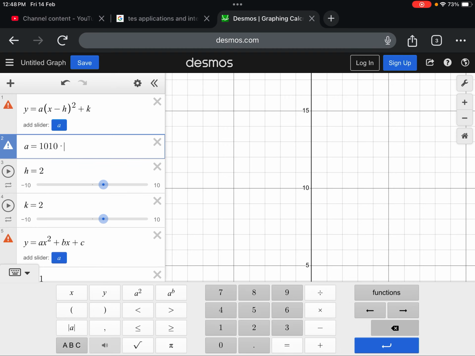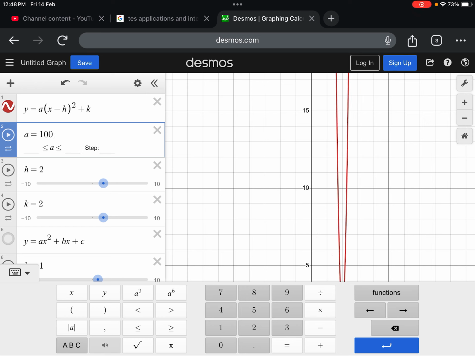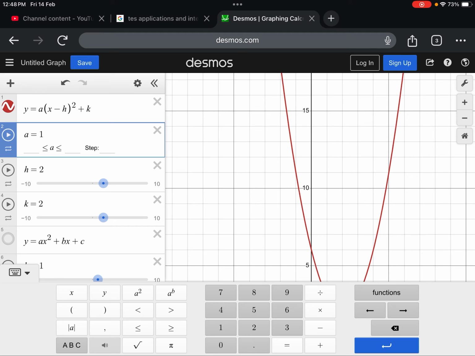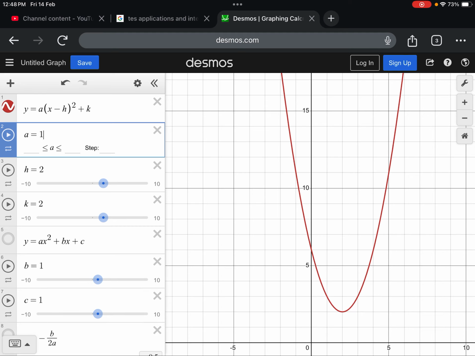Sorry, let me just change this again. If I change it to 100, I'm sure the graph is going to get even narrower in this case as compared to the original one. Okay, but you see the point, you see what this is really asking for. So you do know that A, H, and K do play their part in changing how the graph is being moved. And in this case, what I'm really more concerned about is the vertex of the graph.